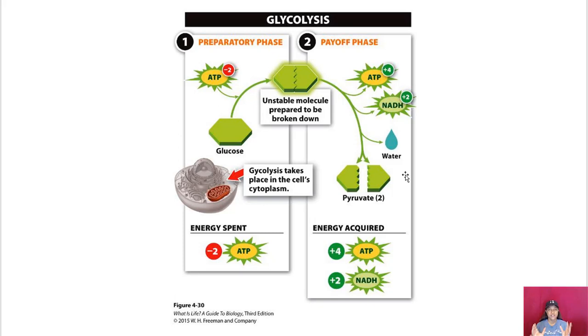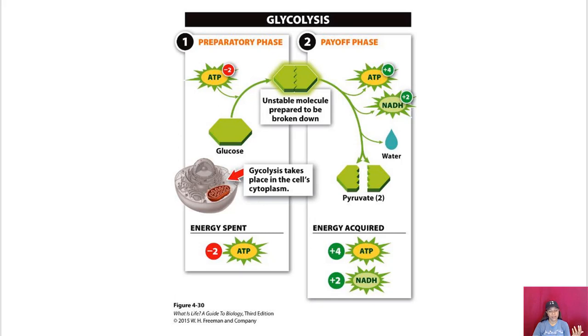Now, this is as far as bacteria can go. This is all the ATP they can get out, right? They can only perform glycolysis, breaking glucose into 2-pyruvate, getting ATP, NADH, and water, right?